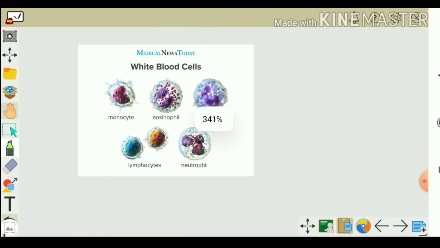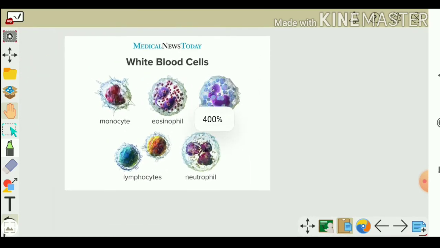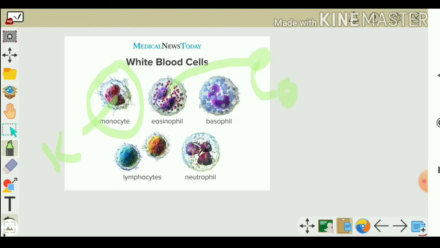Before going through this, I will show you this image. Here we can see different cells: a monocyte with a kidney-shaped nucleus, and a bilobed nucleus having two lobes like glasses, with reddish eosinophilic granules. They are present in the eosinophil, so it is an eosinophil.